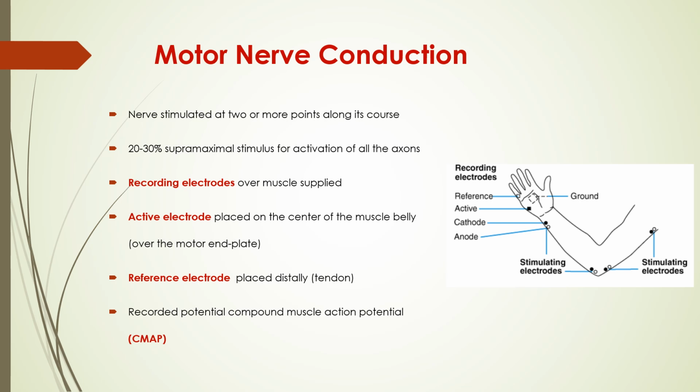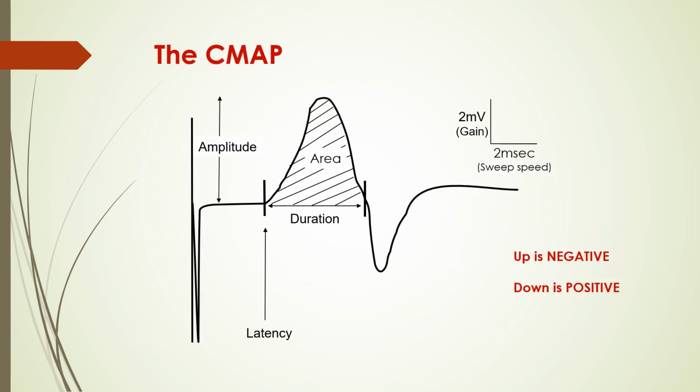So motor nerve conduction is measured as follows. We have a stimulating electrode, which can be in the axilla, elbow, or at the wrist region, and then there is an active electrode over the muscle belly, and a reference electrode over the tendon, and the recorded potential is called CMAP. The only thing you should know about CMAP here is that upward movement is negative and downward movement is positive.